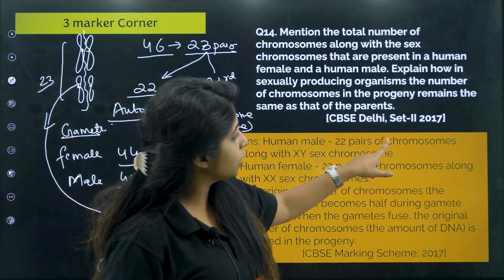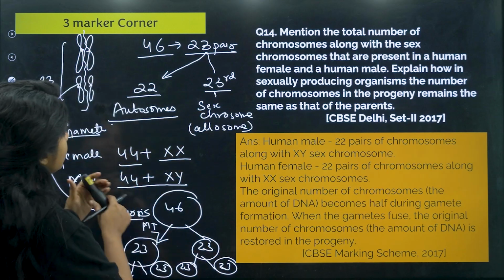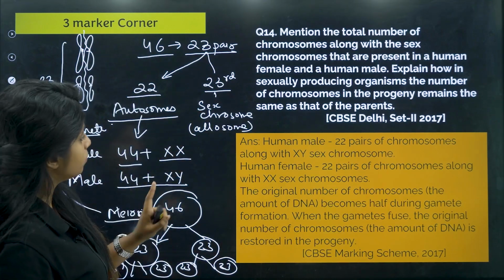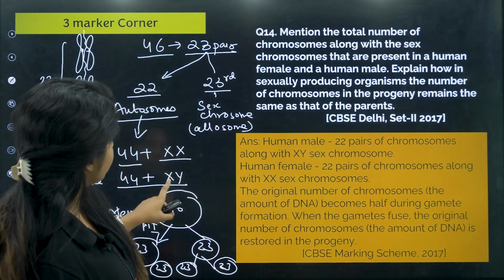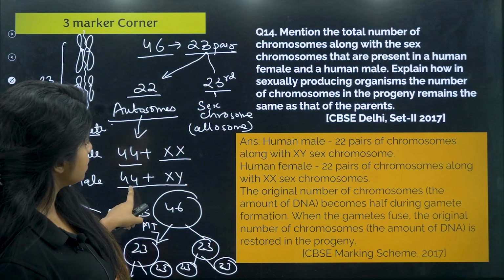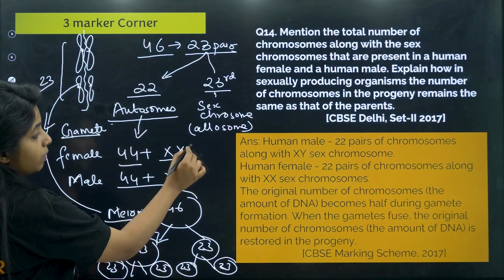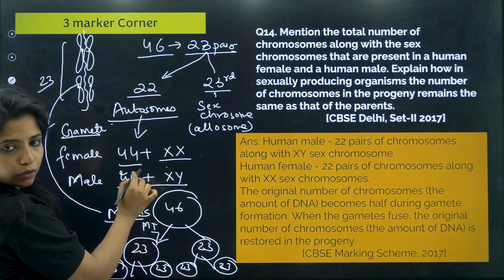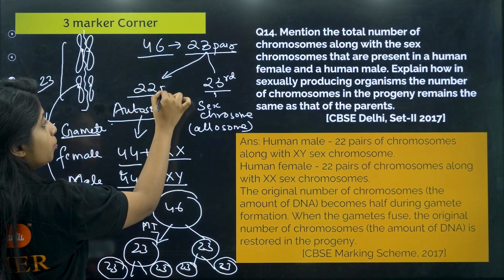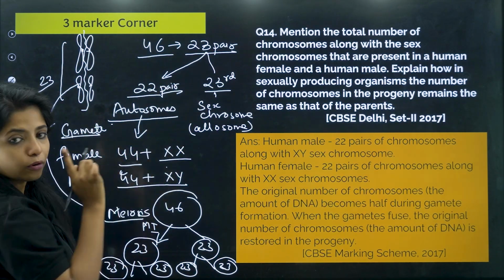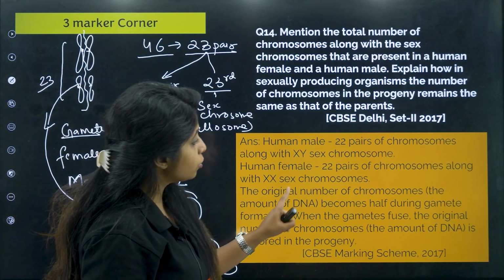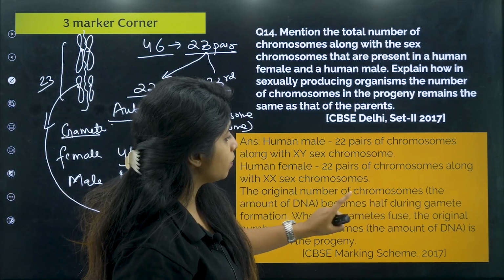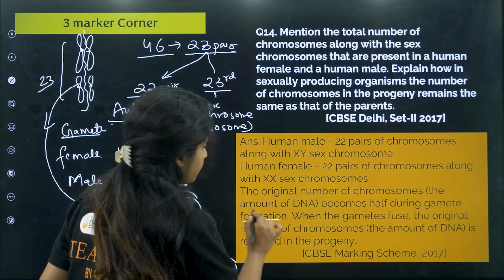So human males have 22 pairs of chromosomes. What do I mean by that? 44 chromosomes, and the male will have XY. The female will have this plus XX. Please remember, you can write 22 pairs or you can write 44 chromosomes. It's the same thing. The original number of chromosomes, the amount of DNA, becomes half during gamete formation.